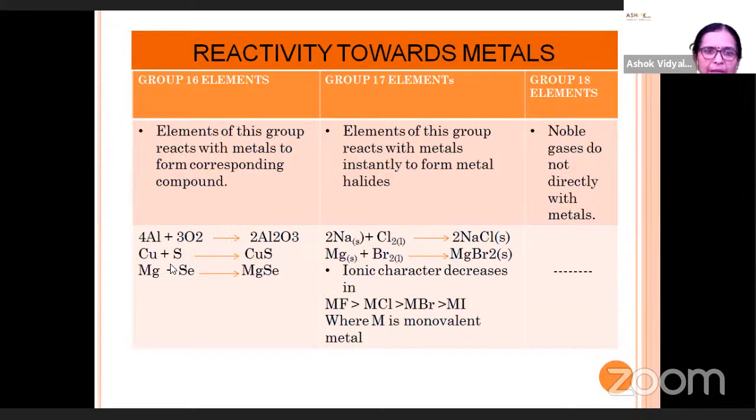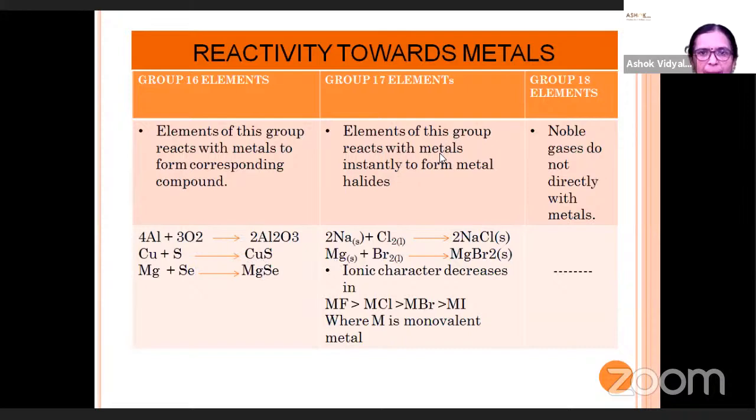These group 16 elements also react with other members of group 16, that is the second member, sulfur. Copper, this is the metal. When it combines with the group 16 member sulfur, it forms CuS, cupric sulfide. Then magnesium combines with selenium to form magnesium selenide, MgSe.